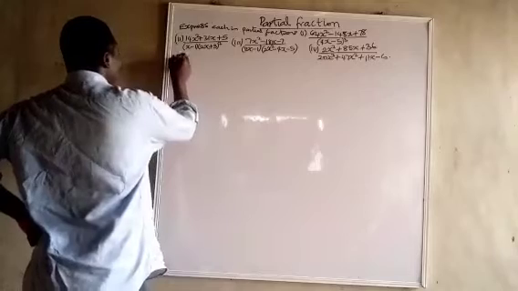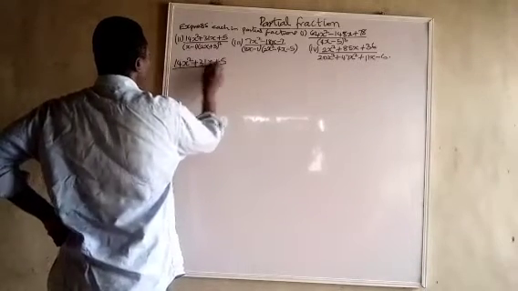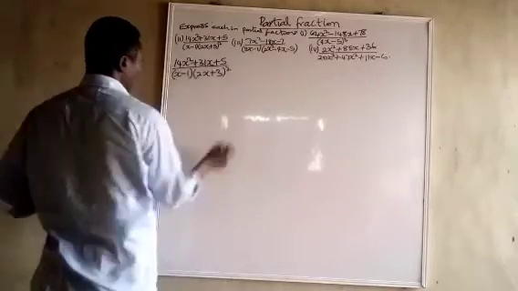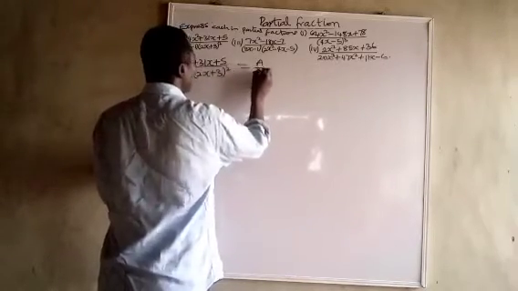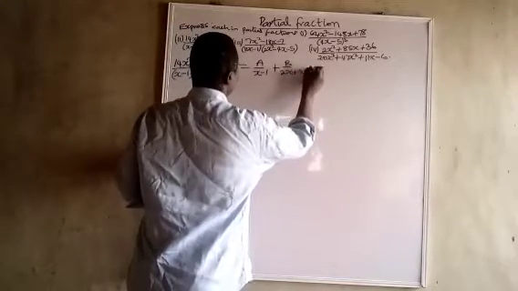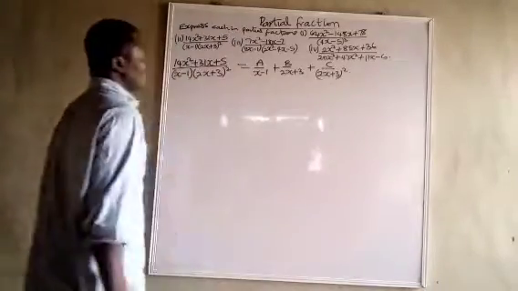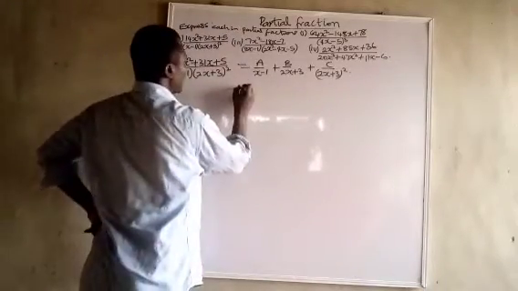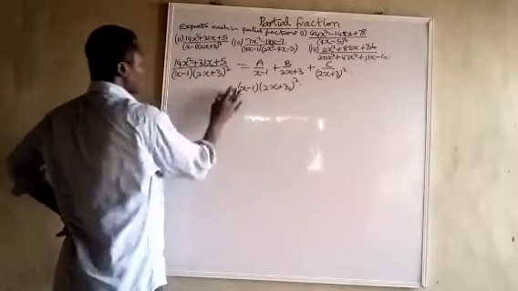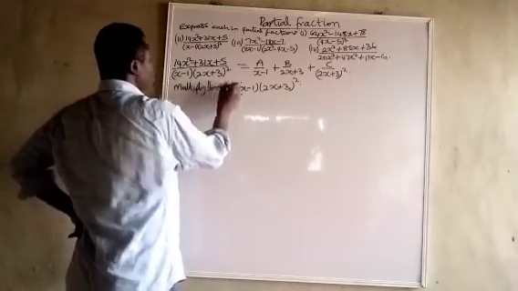Let's do the second one. That is 14x squared plus 31x plus 5 divided by x minus 1 into 2x plus 3 all squared. And that can be expressed as a over x minus 1 plus b over 2x plus 3 plus c over 2x plus 3 all squared. So let's multiply. The LCM is x minus 1 into 2x plus 3 all squared. So let's multiply by the LCM.